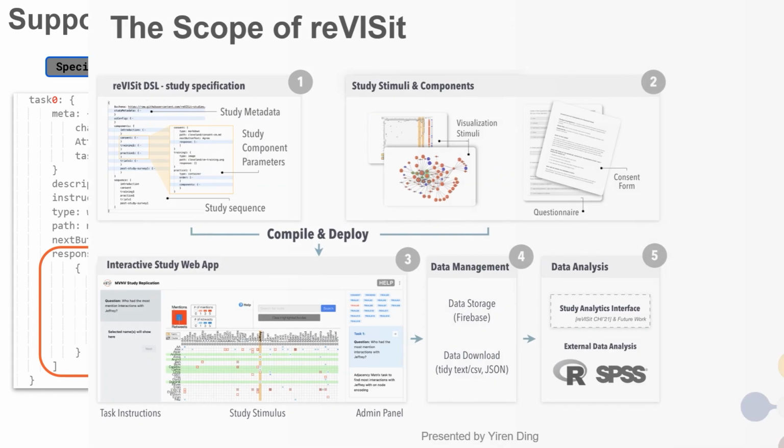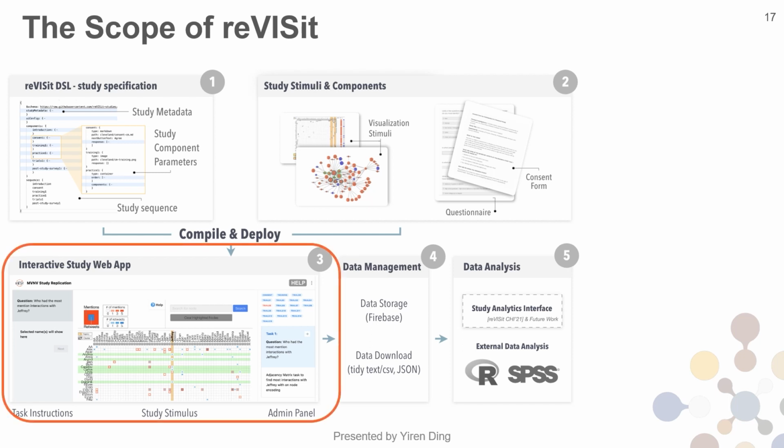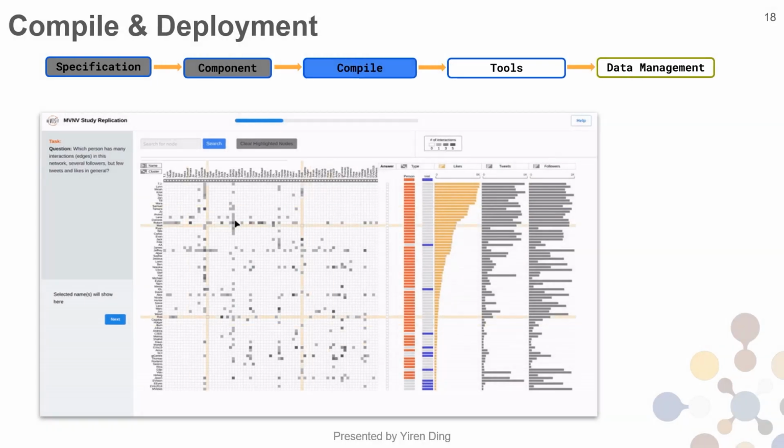With the specification file and supported resources, reVISit will compile and deploy the entire experiment for you. The experiment can be deployed to GitHub Pages by simple configurations. This is a screen recording of a participant taking this study, compiled and published by reVISit.